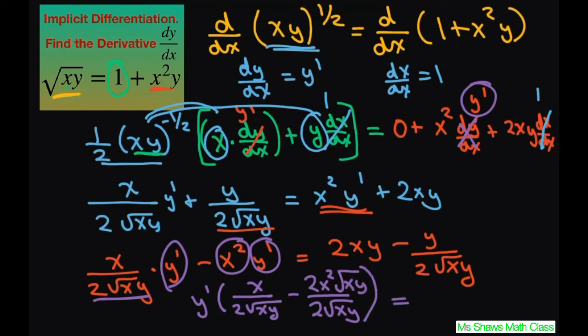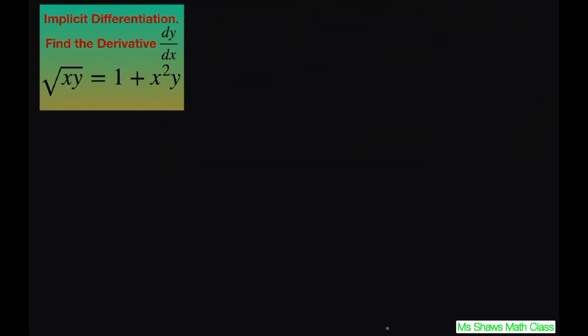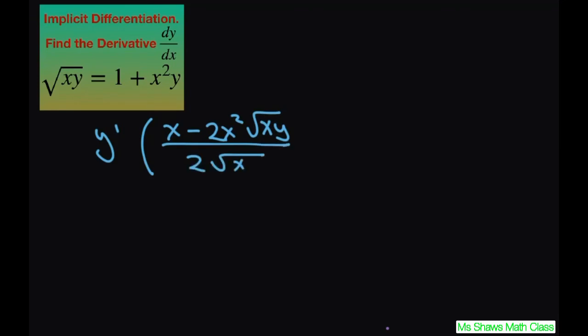Okay, and then we're going to do the same thing for here. I need the same common denominator here. So on the next slide, I'm going to write that out. It's going to be y prime, and then we're going to have this is times x minus 2x squared square root of xy divided by 2 square root of xy, like that. All right, so that gave me my common denominator.